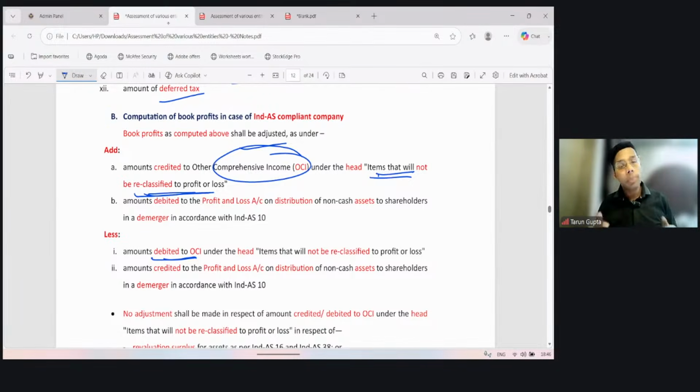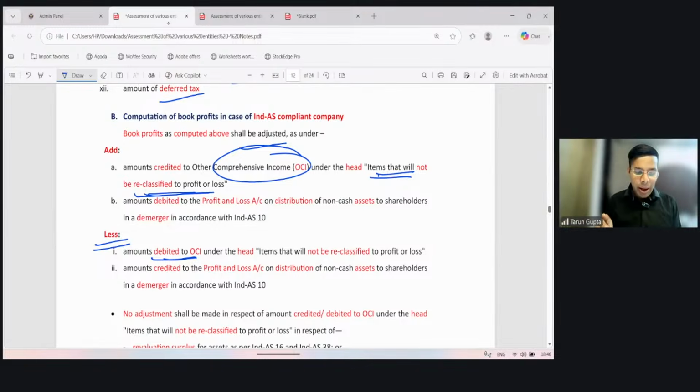So the company must pay MAT now, because in future it will not come under the P&L account. So it says, if there is any such item in the OCI which will not be reclassified to the P&L account, and such item is credited to the OCI, such amount has to be added to compute the book profit. If any such amount is debited to the OCI, such amount has to be reduced while computing the book profit. Logical enough? Okay.